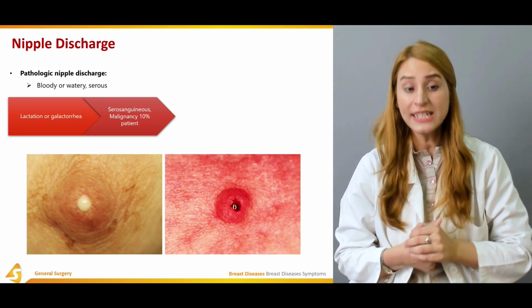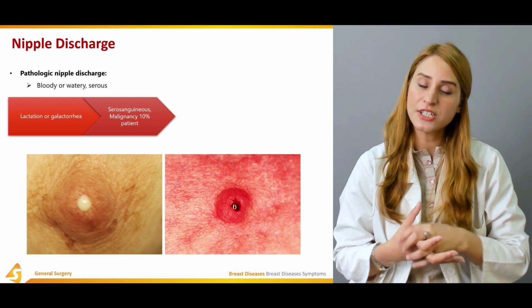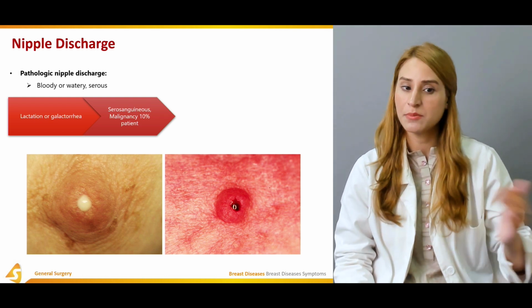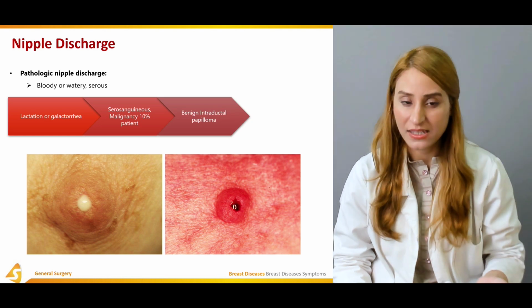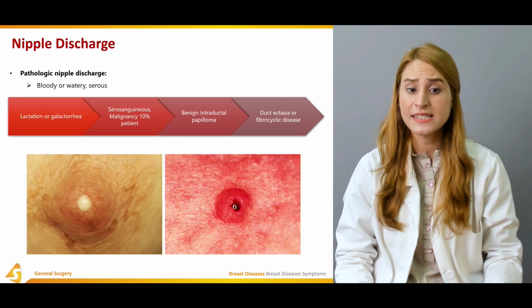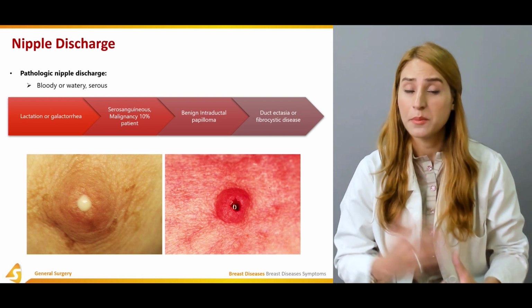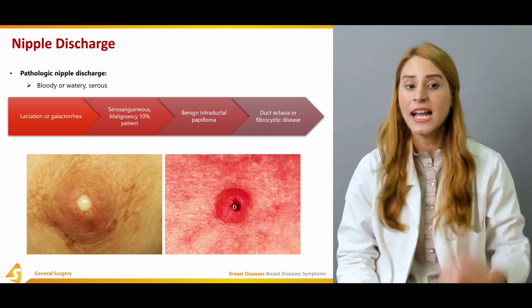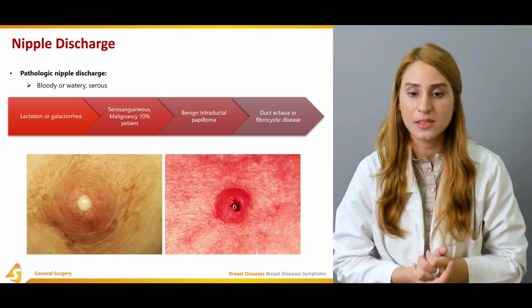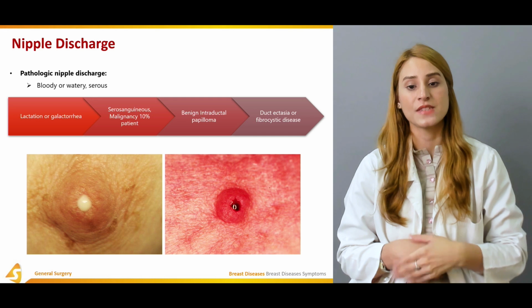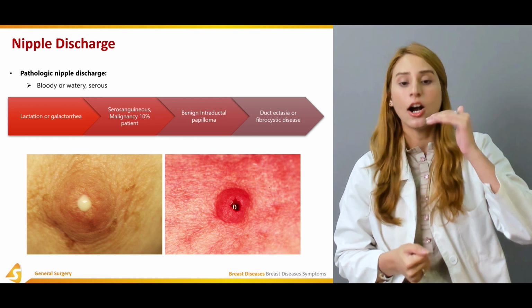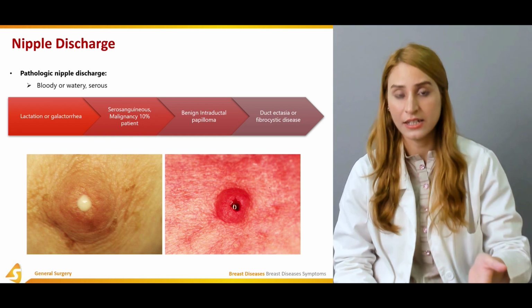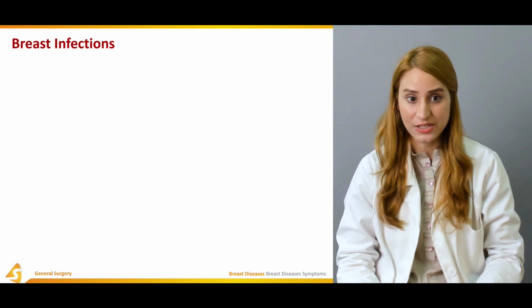So that leads to physiological nipple discharge, right? But pathological nipple discharge can be bloody or watery or serous, or it can be because of lactation, or it can be galactorrhea. And it's basically serosanguinous in case of malignancy in 10% of the patients. It can be because of benign intraductal papilloma, or because of ductal ectasia or fibrocystic disease. I already told you about ductal ectasia, and already explained what fibrocystic disease is, right?